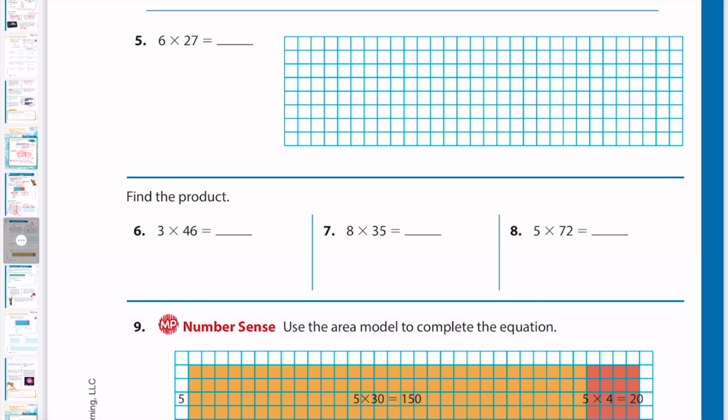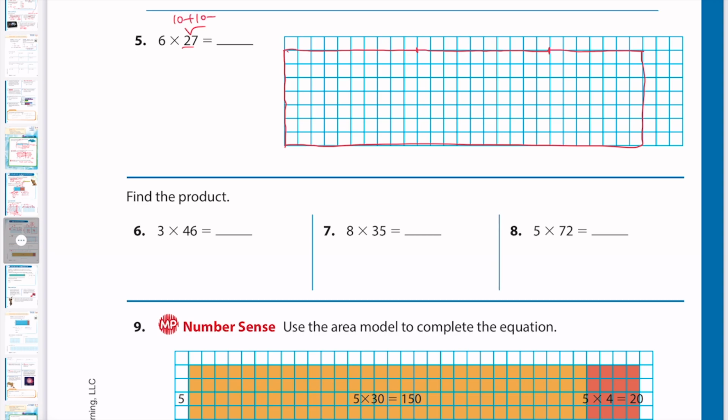6 times 27. Now let's go. Since 27 is a pretty big number, I'm going to go from here. 1, 2, 3, 4, 5, 6, 7. And I'm going to count 1, 2, 3, 4, 5, 6, 7, 8, 9, 10. Put it in here, 10 again, and 7. Now I'm going to put this line down here and split them into 3. Why not?